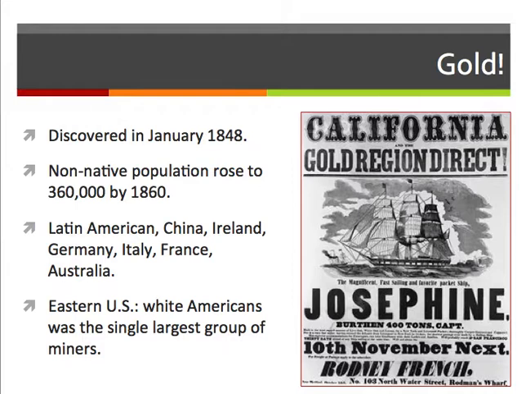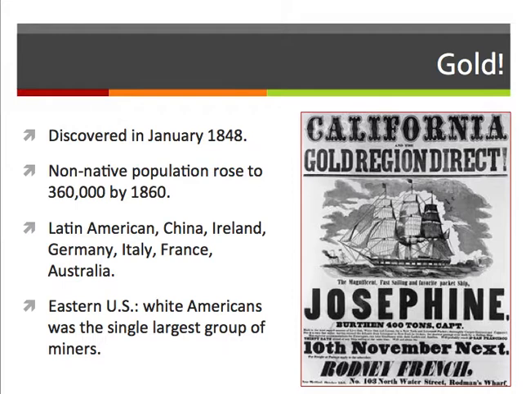By 1860, the population in California rose to 360,000 people. And people traveled from a variety of locations: Latin America and China, Ireland, Germany, Italy, France, and Australia. They also came from the eastern United States, overland by foot and buggy, as well as by sea. Native-born white Americans formed the single largest group of miners. More than half of the 90,000 people who arrived in California in 1849 were native-born white men from the eastern United States.